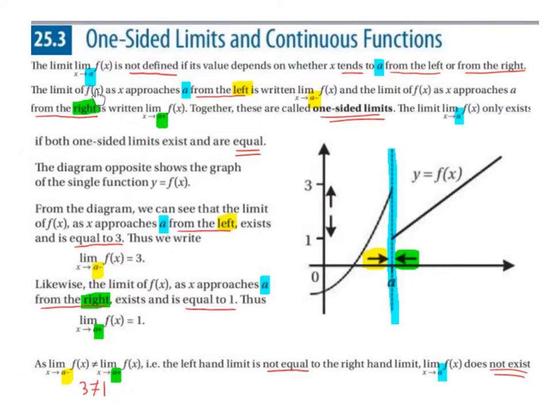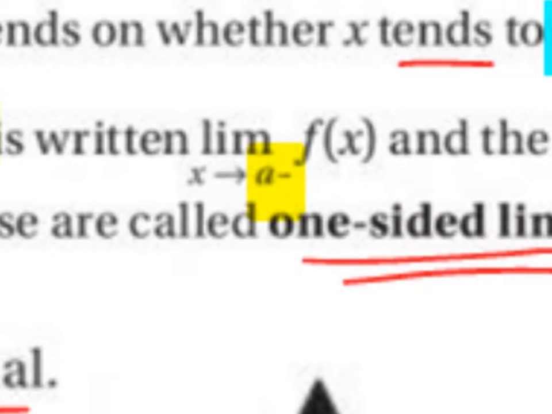The limit of f(x) as x approaches a from the left is written as the limit of f(x) as x approaches a negative, or a minus. So it's just x with an arrow, an a and a minus stuck on after it.